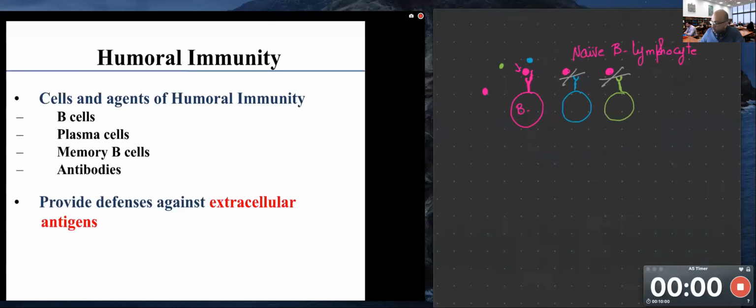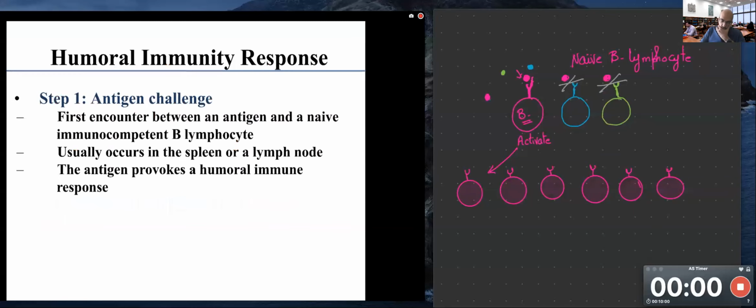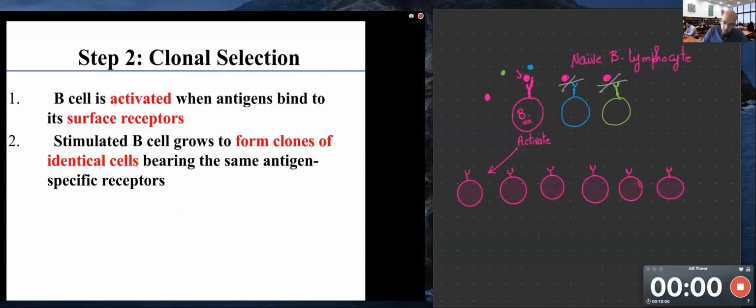What happens when you recognize and bind to your specific antigen? Those B lymphocytes will become activated. Once they become activated, they start to proliferate, forming copies of themselves. So rather than having only one cell, I form thousands and thousands of copies of this cell. Each one of those cells is going to carry the exact same receptor as the first cell. Each one of them is going to be capable of recognizing and binding to the exact same antigen. We call this clonal selection. I form clones of myself.